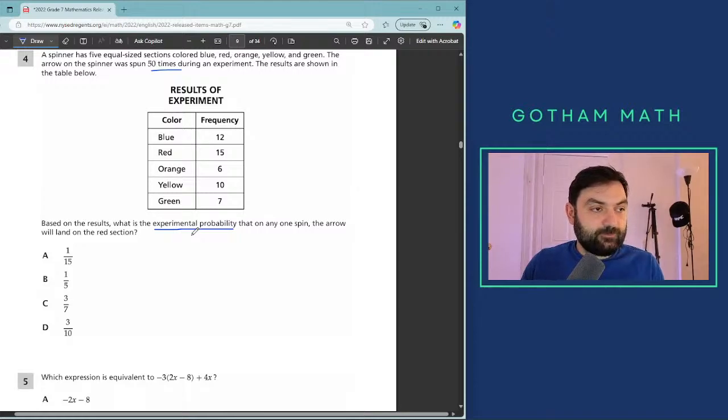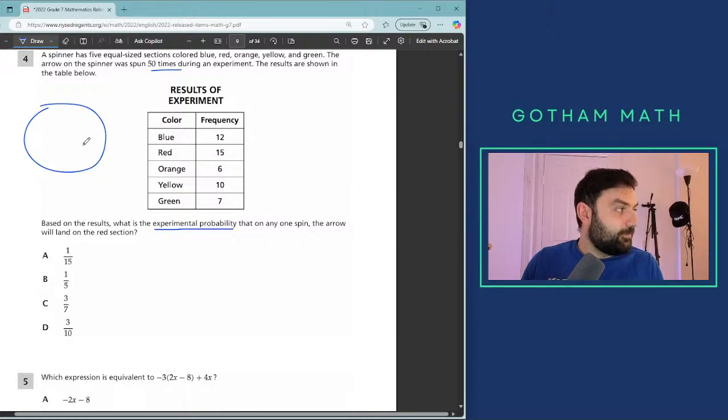So there are 2 types of probabilities, experimental and theoretical. Theoretical probability is basically if we have 5 equal sections, that means that each color will have a 20% chance, because 100% divided by 5 is 20. So it's going to be a 20% chance. But experimental probability is a probability that we count based on what happened in this specific experiment. And that's what they want. They want us to calculate from what happened.